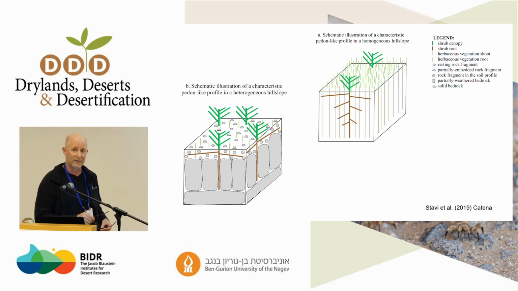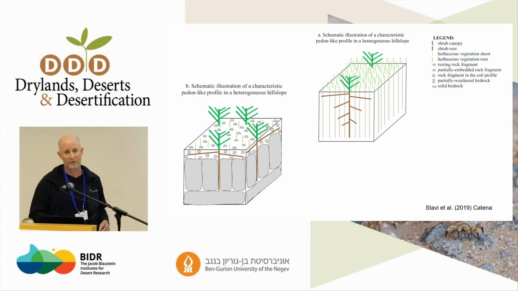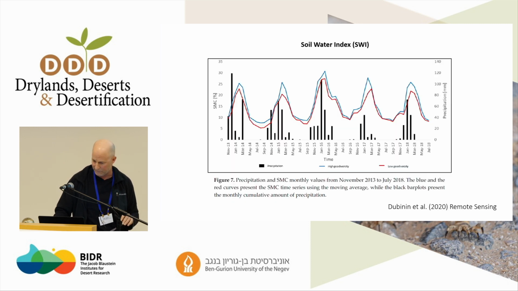And to some extent, this may explain why the shrubs do not survive in the homogeneous hill slope, where there is competition with the herbaceous vegetation throughout the soil profile, while in the heterogeneous hill slope, only the shrubs can penetrate through the cracks in the fractured bedrock. To some extent, as I said, it's not the entire explanation.